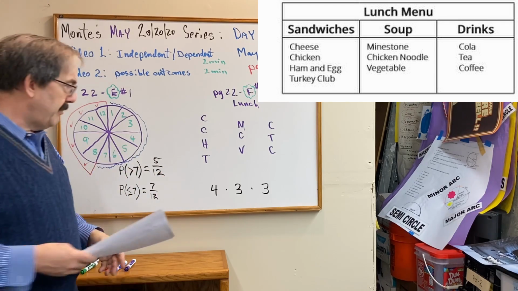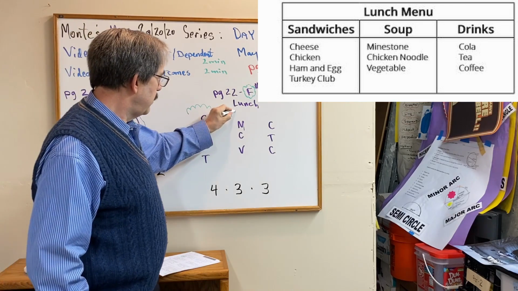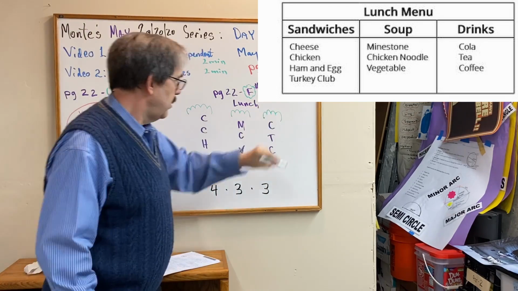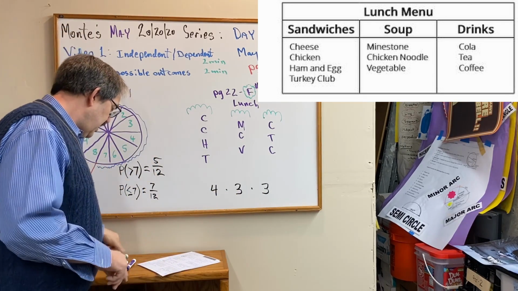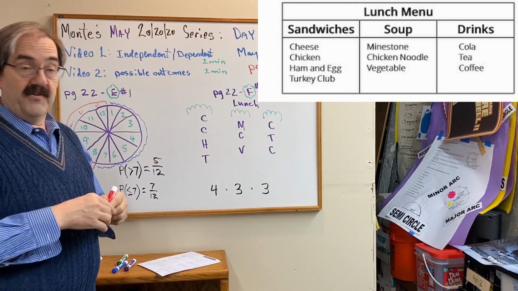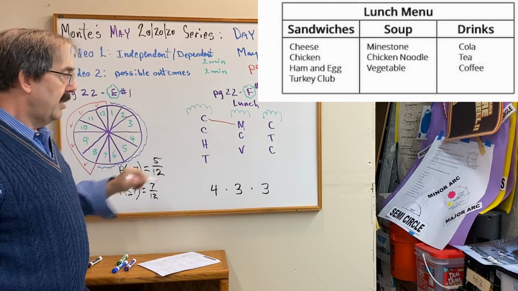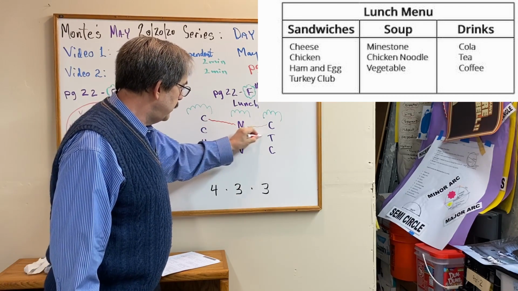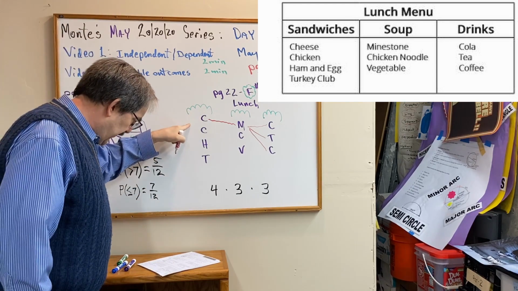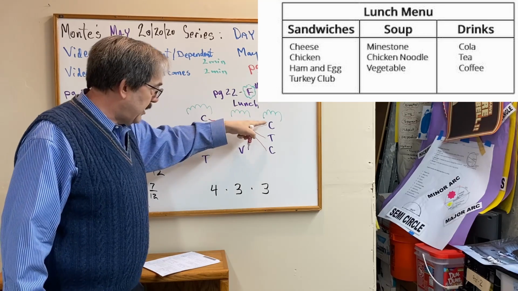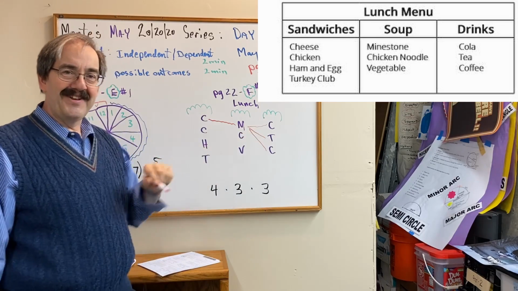Okay? Fundamental counting principle. We have these groups. There's a group. There's a group. There's a group. The answer is 4 times 3 times 3. But let's try to visualize it. Here's a tree diagram version. Can you see how we have cheese to the minestrone? Once you get to the minestrone, 1, 2, 3. Try to visualize. If I order a cheese, a minestrone, then I get cola, tea, coffee. All right?